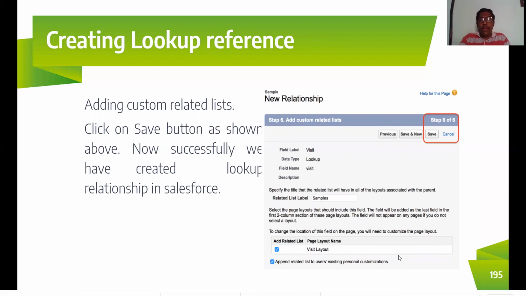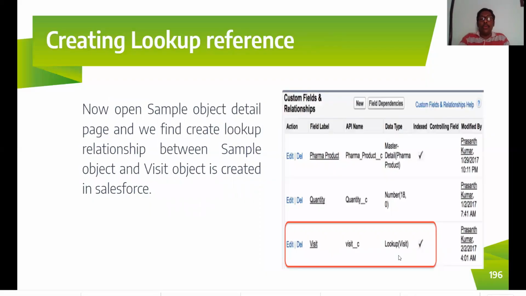So now we'll get into the demo. Now we are going to open the sample object here. In this lookup relationship, I'm going to use two objects. One is going to be visit, the other one is sample. Visit is going to be a parent object, and sample is going to be the child object. Got it? So we are going to create a lookup relationship between visit and sample. Now let me get into the relationship.